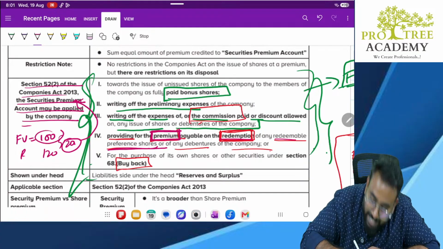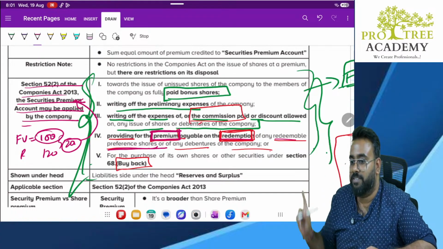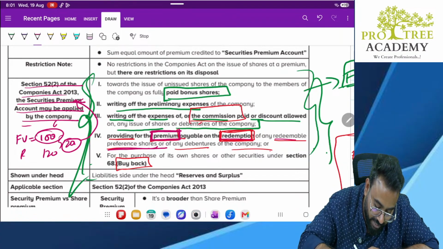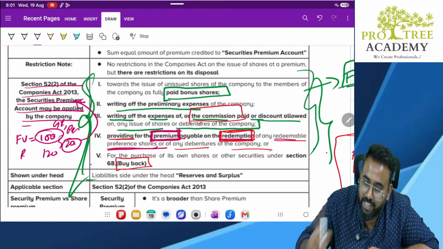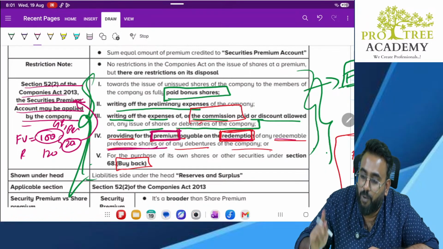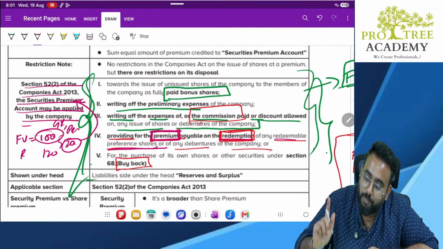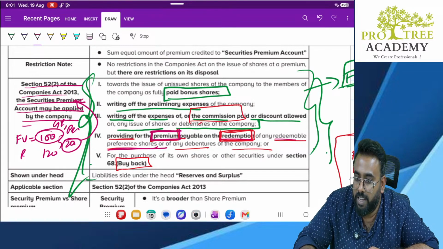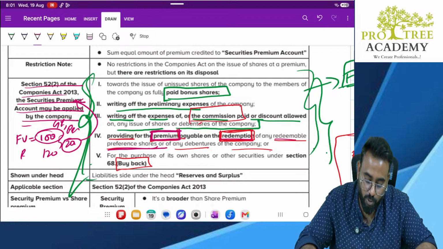But this 100 is there, no? Not allowed. The 100 has to go from general reserve, P&L, dividend equalization reserve, reserve fund, voluntary debenture redemption account, and profit and loss account. Clear? Understanding, everybody? Yes? So no confusion here.